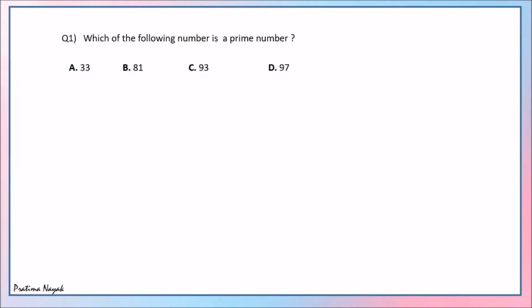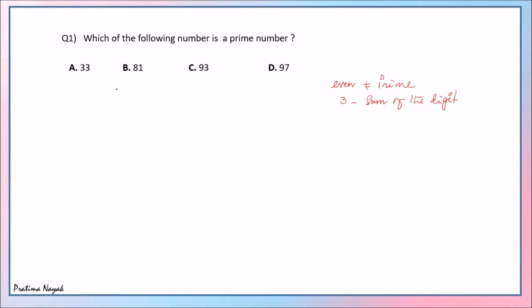So question number 1 is very simple. Which of the following is a prime number? For a prime number, what will you check? First we will check whether it is an even number. Every even number is not prime. Then you will check whether it is divisible by 3. For divisibility by 3, you get the sum of the digits. If the sum of the digits is divisible by 3, then it is a composite number.